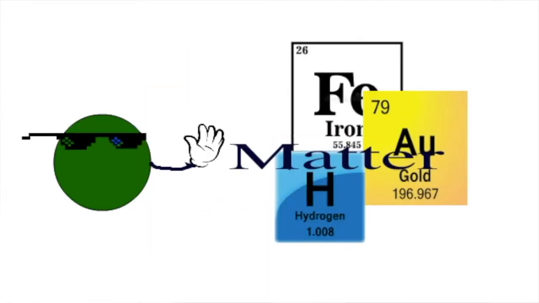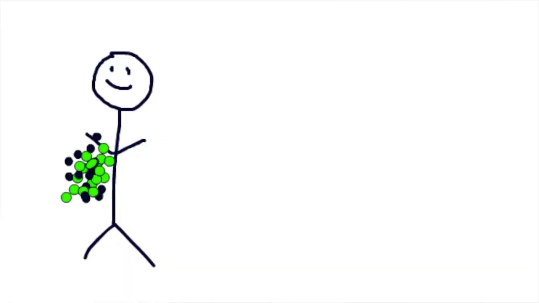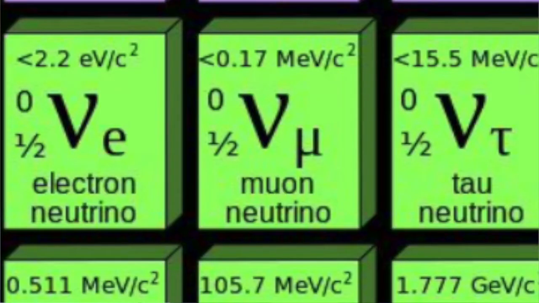Well, it is a fundamental particle that is nearly massless, has no charge, and has very little interaction with matter. In fact, trillions of them pass through us every day, without us realizing it. This is why they're sometimes referred to as ghost particles. Neutrinos are one of the most abundant particles in the universe.